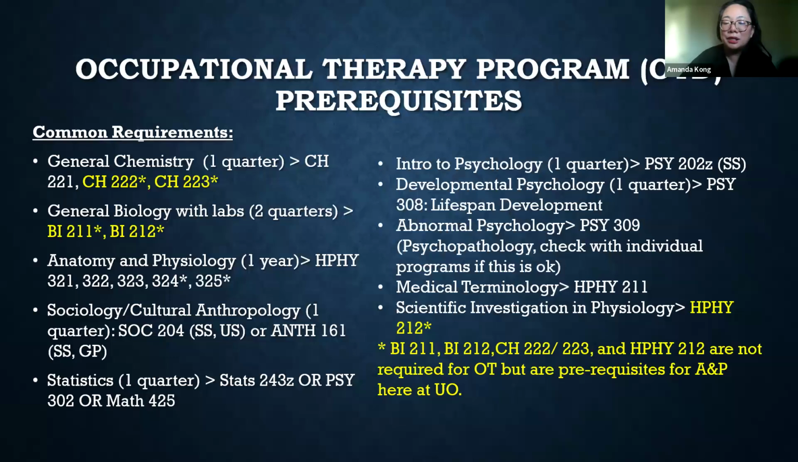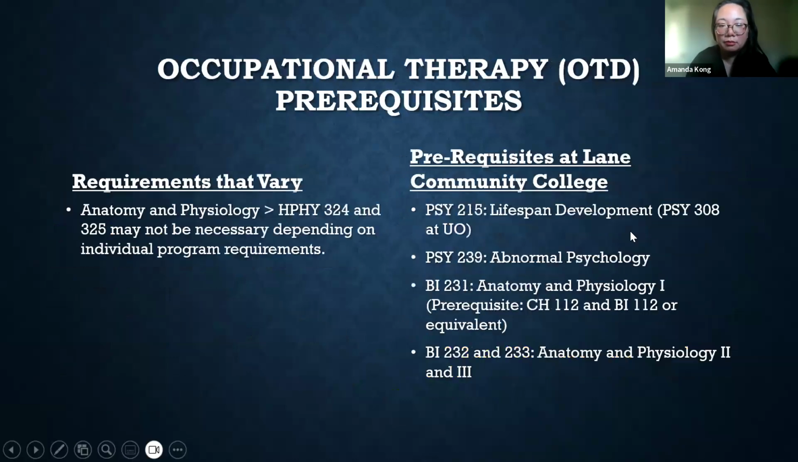So now let's discuss those yellow courses. All of these courses highlighted in yellow, Chem 222, Chem 223, Biology 211, Biology 212, and HPHY 212, are actually not required for occupational therapy programs, but they are prerequisites for the anatomy and physiology sequence here at UO. So even though you don't have to take them for OT programs, you do have to take them in order to get to this 1 year of anatomy and physiology.